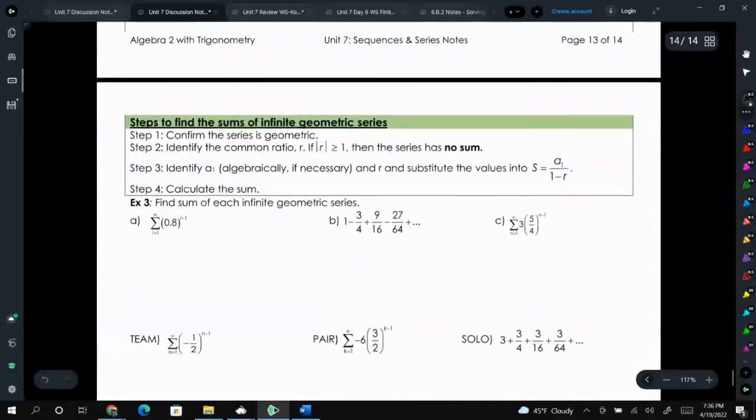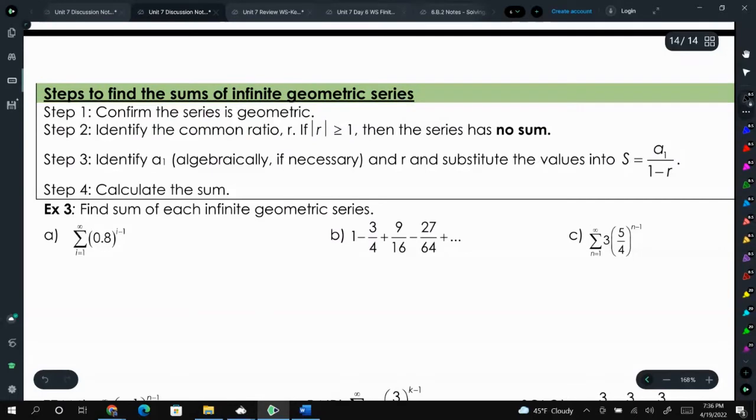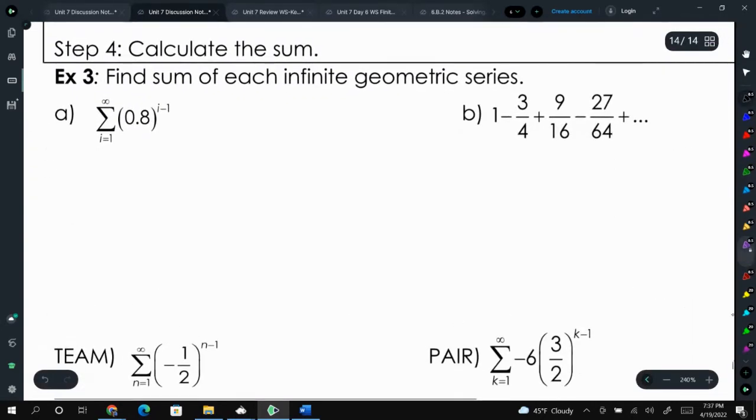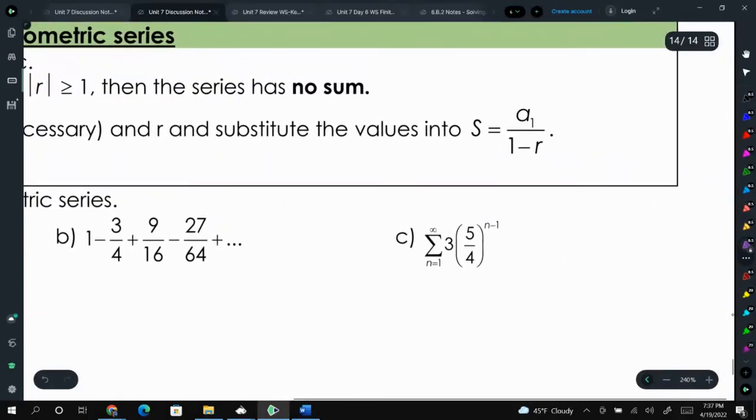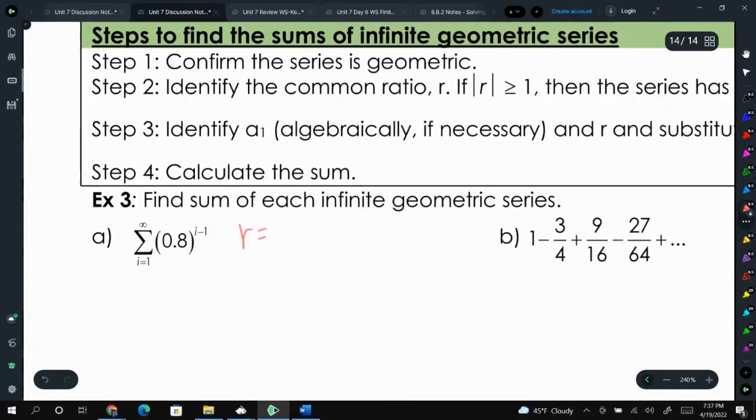All right, so on the next page here, we're going to follow these steps to find the sums of these infinite geometric series, if it's possible. So if we look at this one here, the R value is 0.8. And since 0.8 is less than 1, we can calculate the sum. Okay, so then what do we need? We need the first value, a sub 1, and we need the R value.